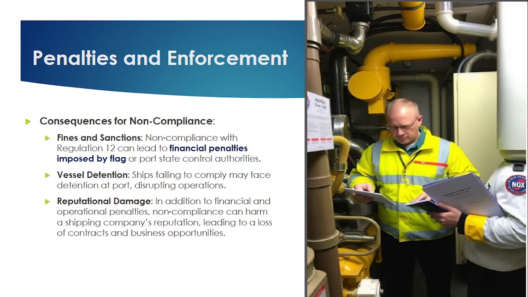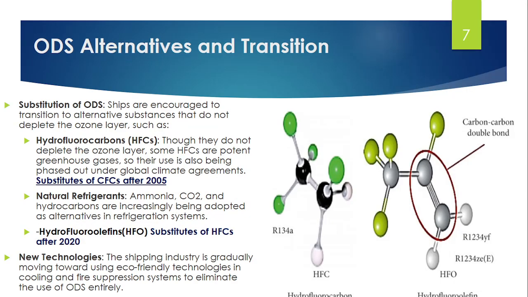Okay, now suppose you are not maintaining a proper ODS record book, or you have done any intentional release, or you are not using proper refrigerant. In that case you are not complying with the ODS regulation, and you will be subject to fine and censure, which will be a financial penalty imposed by the flag. In certain cases there will be vessel detention, followed by reputational damage to the company. So you should be very careful knowing what type of gas you are using as an ozone depleting substance.